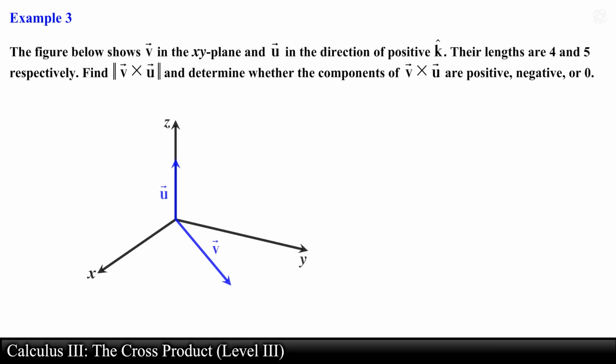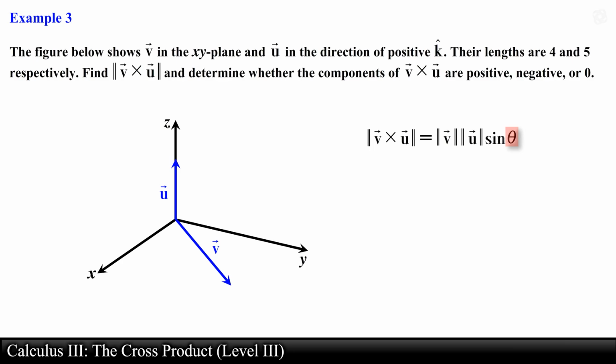The figure below shows vector v in the xy plane and vector u in the direction of positive k hat. Their lengths are 4 and 5 respectively. Find the magnitude of vector v crossed with vector u and determine whether the components of vector v crossed with vector u are positive, negative, or 0. Alright, here we have a diagram of vector v and vector u. We are first asked to find the magnitude of vector v crossed with vector u. We're given the magnitude of each vector.